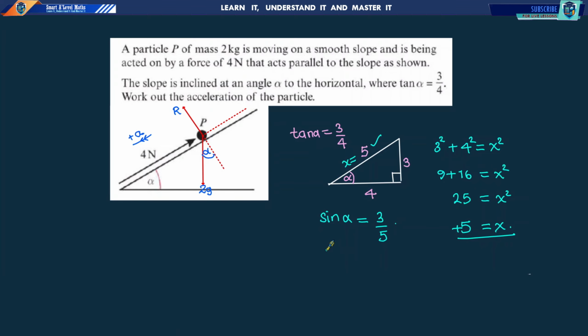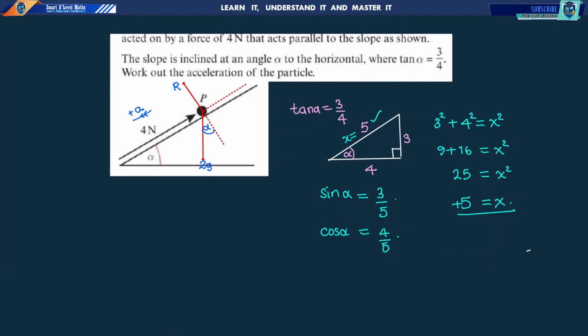In case you want to use cos, then you will have cos of alpha is given by adjacent, that is 4, over hypotenuse, that is also 5. Now having known this, then we can go on and be able to resolve, since when we use this angle alpha at this point, then we're going to use sine. So let's go on and start our resolution.